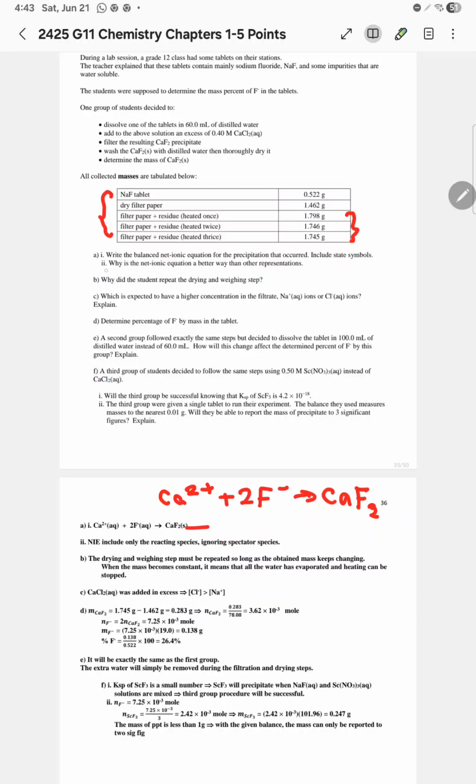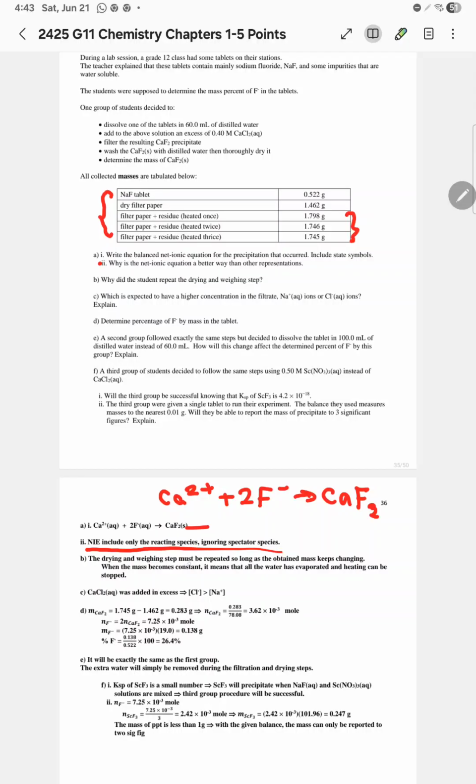Oh wait, is there a second part? Oh, sorry, I didn't see the second part of question A. Why is the net ionic equation a better way than other representations? Because it only shows us what we need. Whatever we don't need, aka spectator ions, are ignored. So I did not see this question, but yeah, it's very obvious.